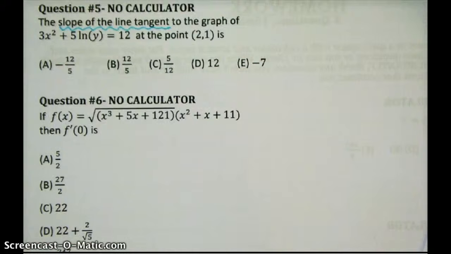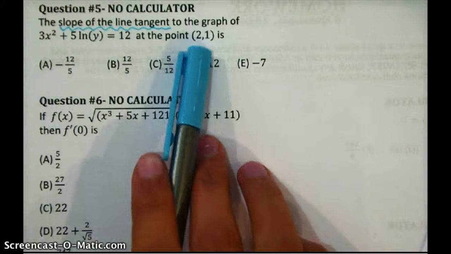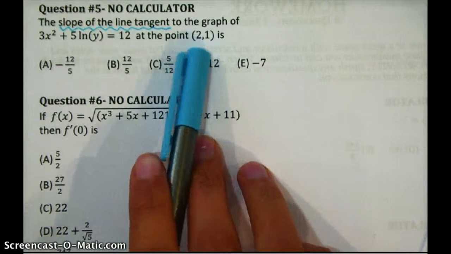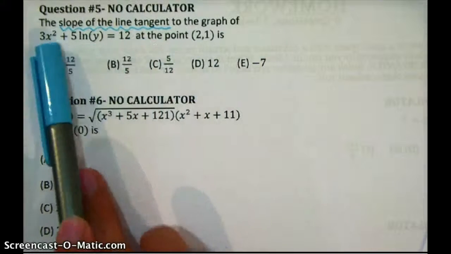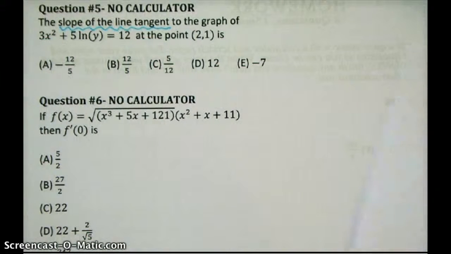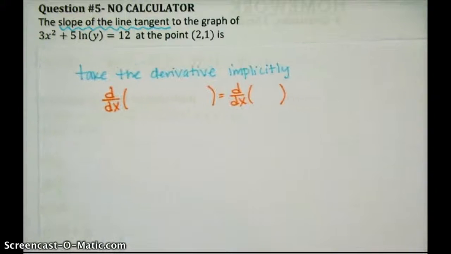For question number 5, we're looking for the slope of the line tangent to this graph. I know that finding the slope that's tangent means I'm taking the derivative at a point, and I've got the point right there, that's clear. Now, to take the derivative, I've got an equation where x's and y's are kind of mixed up, so I'm going to have to take the derivative implicitly.